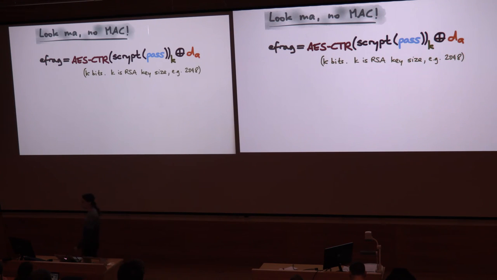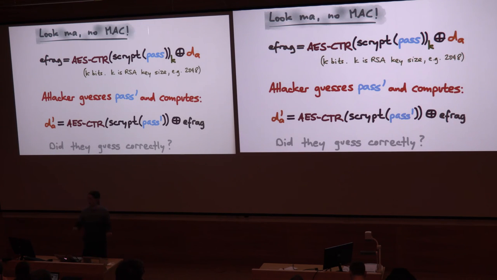Now an attacker who has stolen this encrypted fragment is going to guess some kind of password, say pass prime is their guess, and they're just going to run this function in reverse. They then get some guess of the key fragment, DA prime. And if their guess of password is correct, then DA prime is going to equal DA. And so in that case, they can break the scheme.